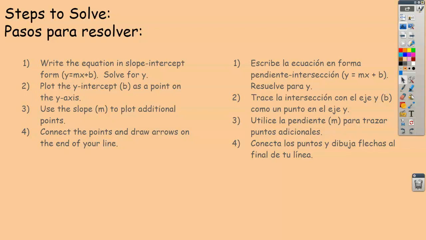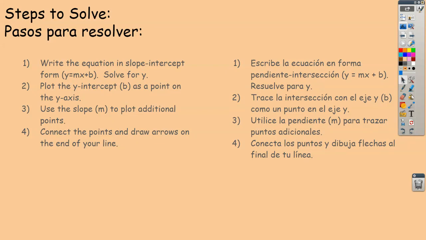The other thing is that you want to then plot the y-intercept as a point on the y-axis. So it means you need to have identified the slope and the y-intercept. A positive number goes on the positive part of the y-axis, that big vertical line. A negative number goes on the negative part of that y-axis. We're going to use the slope, rise over run, to plot additional points, and I'm going to show you how that works. You're going to connect the points, and then you're going to draw arrows on the end of your line.